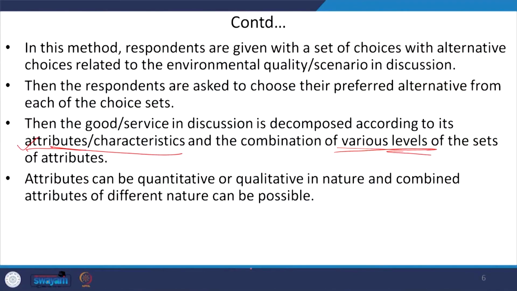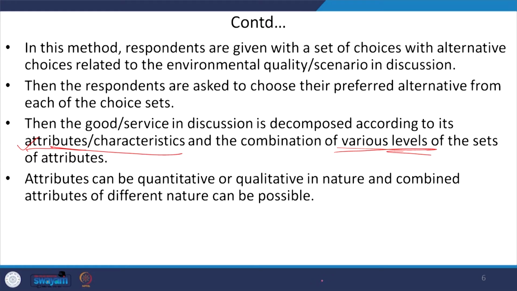So, if you are taking 10 or 20 characteristics or attributes of a particular good or service in question, we need to find out what levels are assigned to, or what can be the levels of, all these attributes and characteristics. And moreover, these attributes can be quantitative or qualitative. So, when we are talking about this biodiversity area and its attributes, it can be in terms of size. So, size can be the quantitative one.